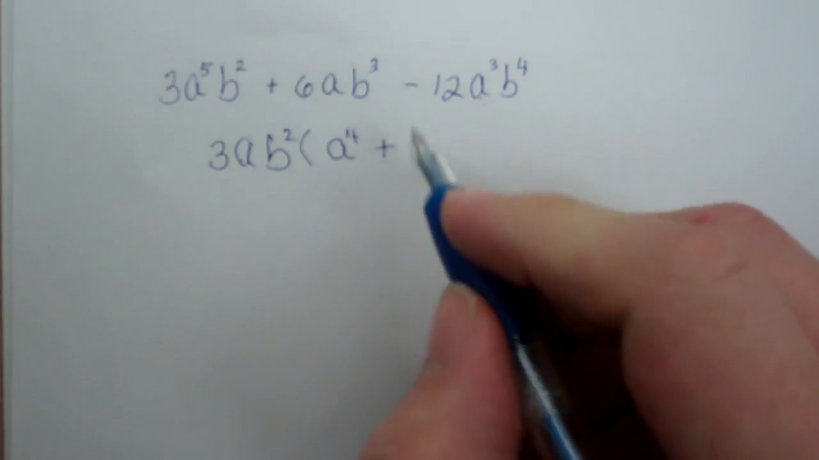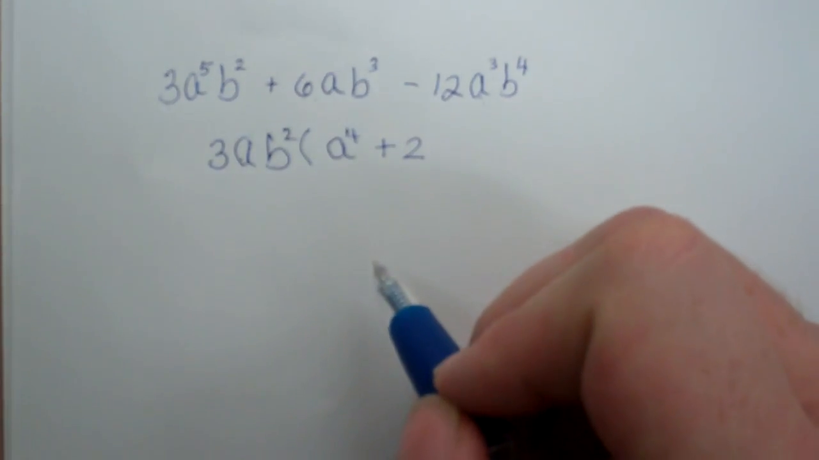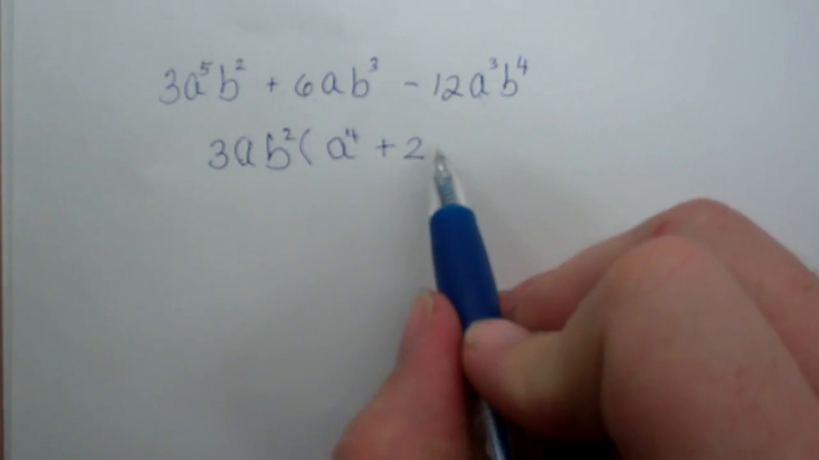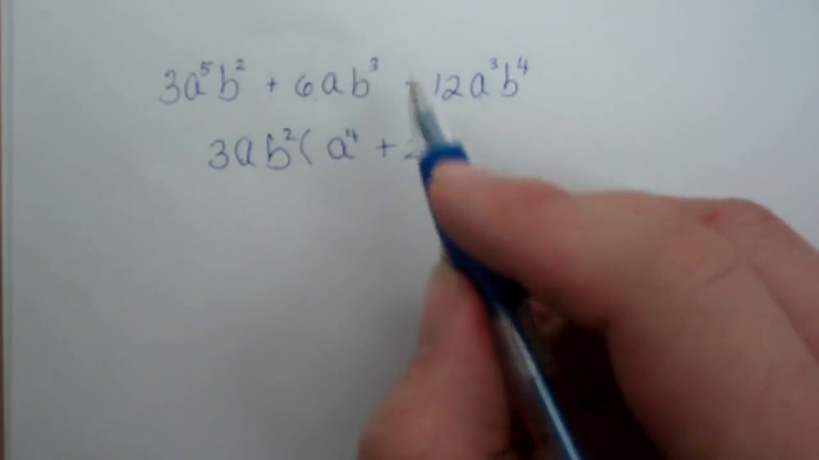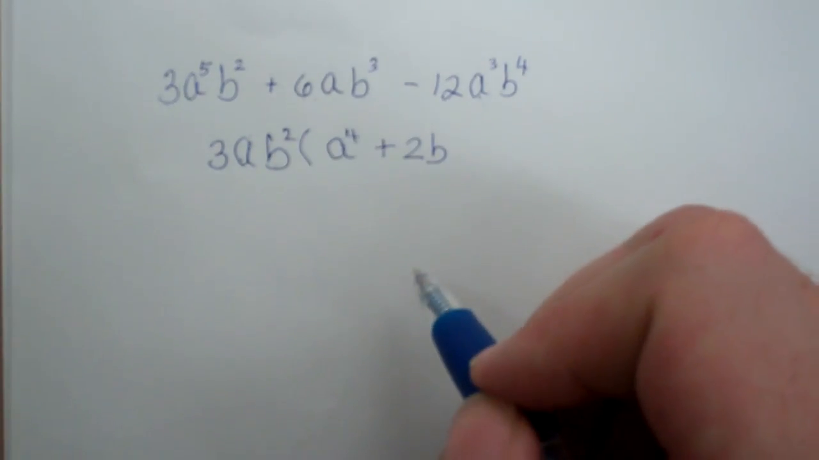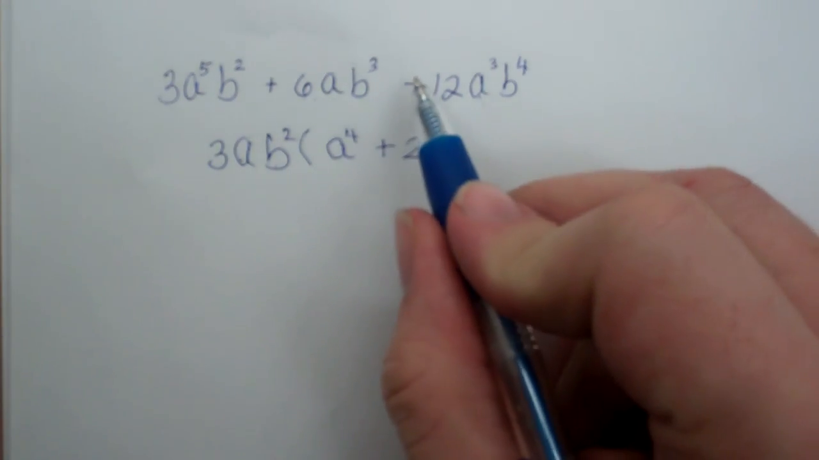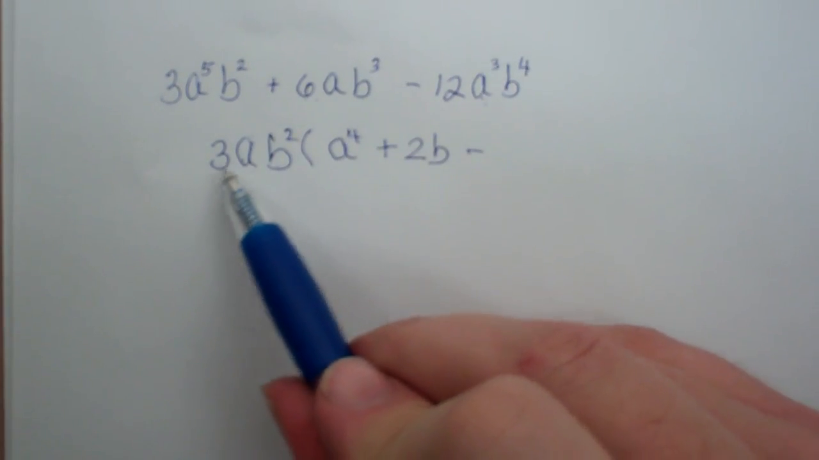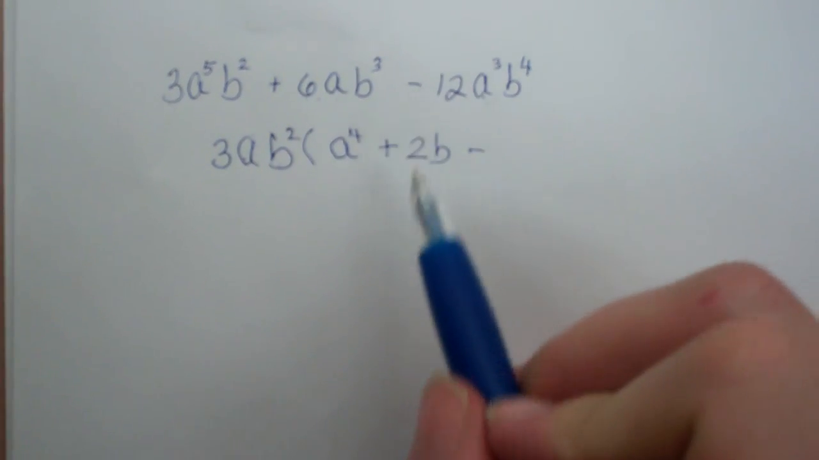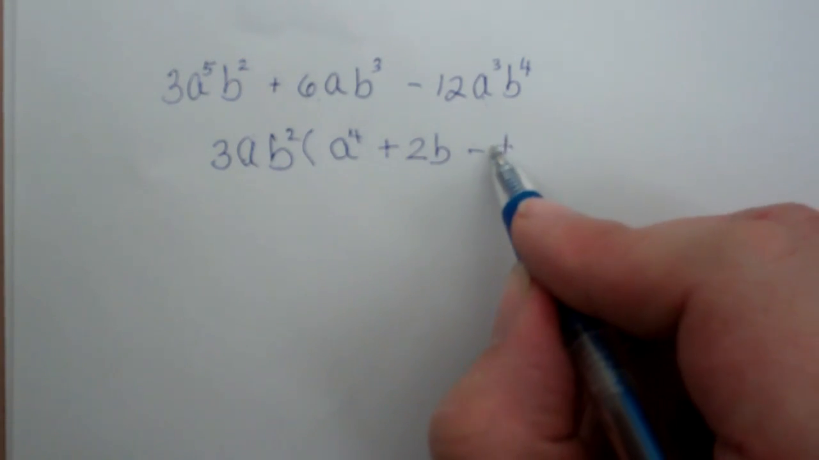3 times 2 gives me the 6. A times a 1 will give me the a. B squared times b gives me a b cubed. We bring down the minus sign. What needs to go here so that 3 times this will give me this 12? Well, that would be a 4.